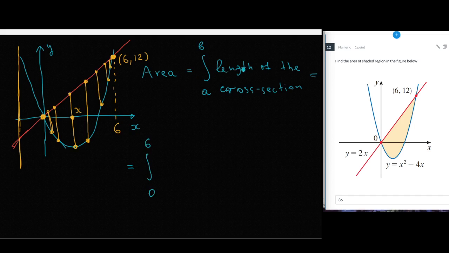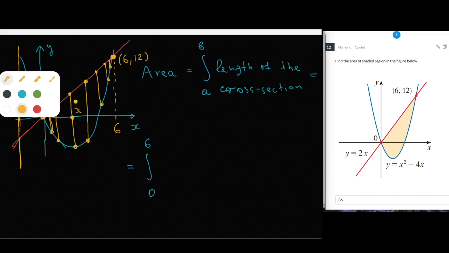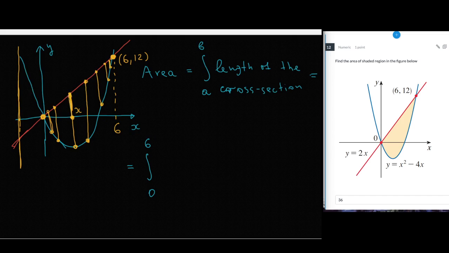Now let's see how we can calculate the length of the cross-section. Let's look at one of these cross-sections, maybe the one that I indicated here. I'm going to indicate this cross-section by making it thick, but it can be any of the other cross sections that I drew, or it could also be one that I didn't draw. So this is just a typical cross section.